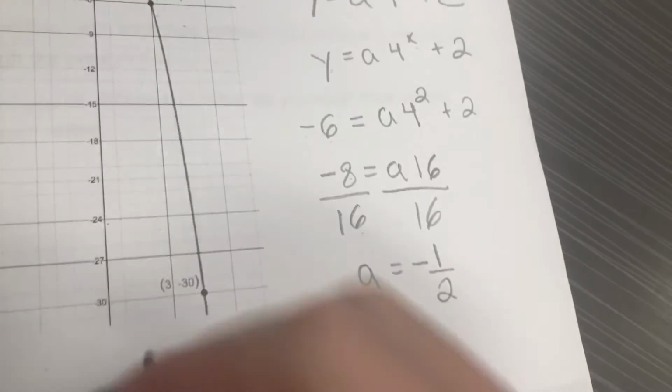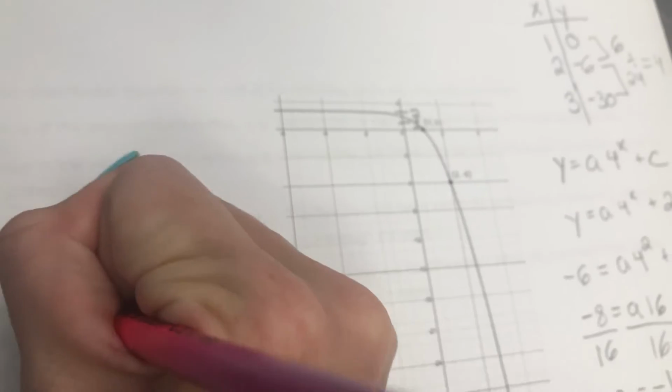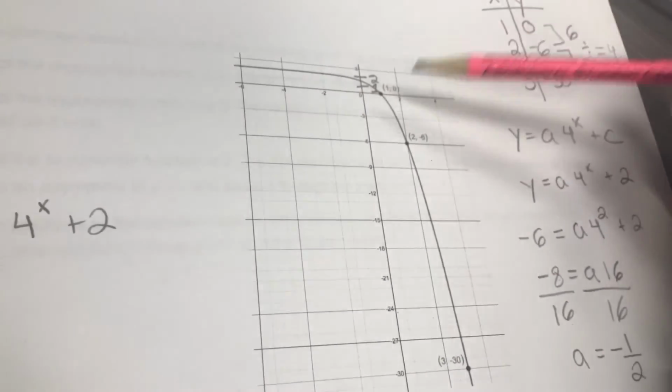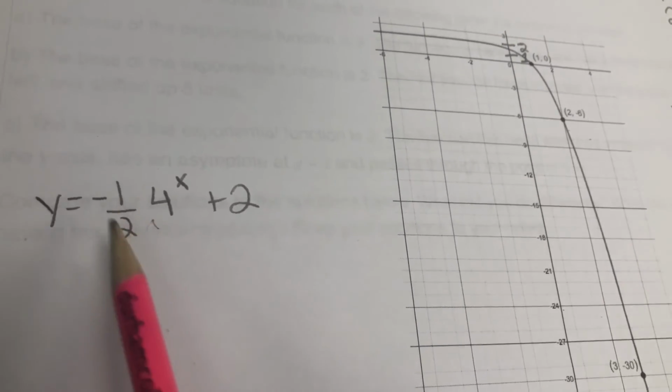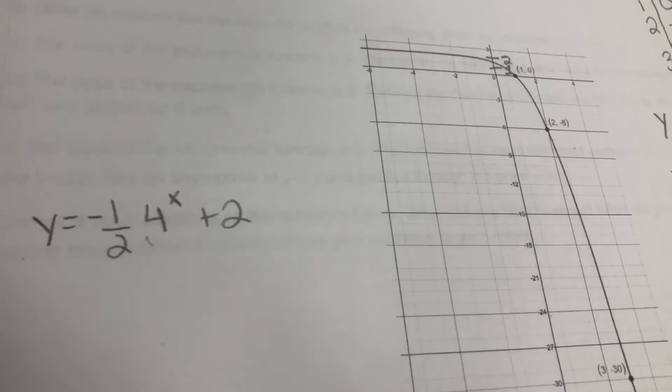So that will make my final answer be y equals -1/2 times 4 to the power of x plus 2, which makes sense why it has flipped over, because I have the negative in front of my A. Okay.